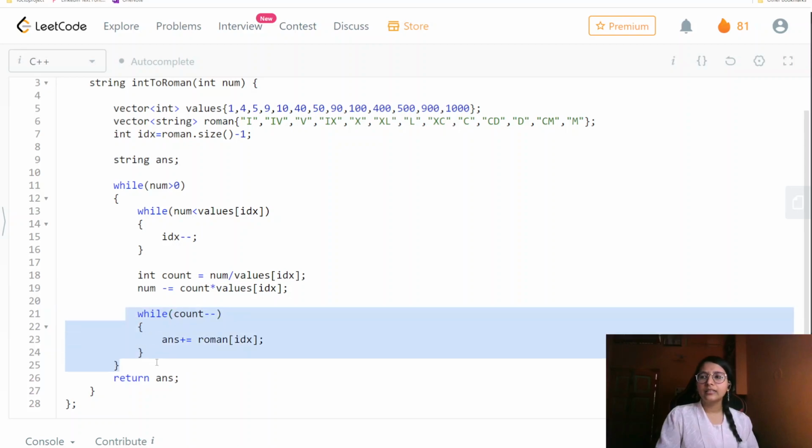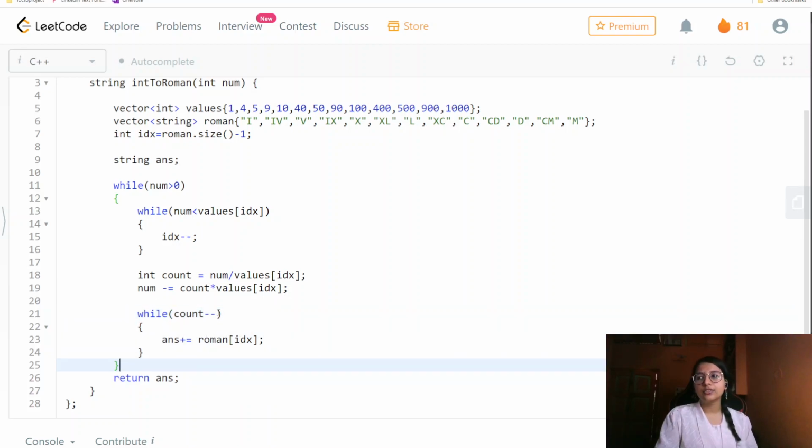And then here's the part for appending our answer. So we had got that count value, right? And we were having that index also, right? So because of that, whatever corresponding Roman value would be there for this particular index, we will be appending to our answer. So that's what we are doing.